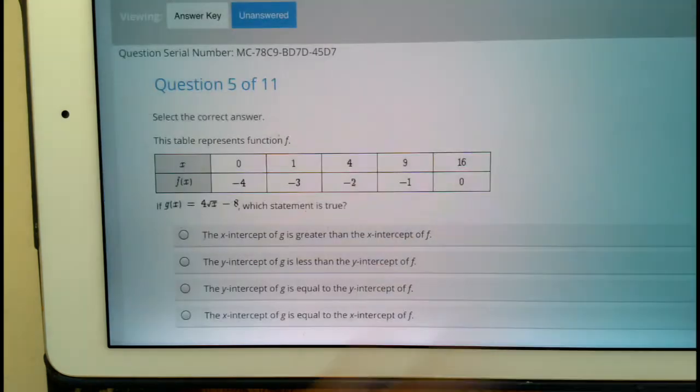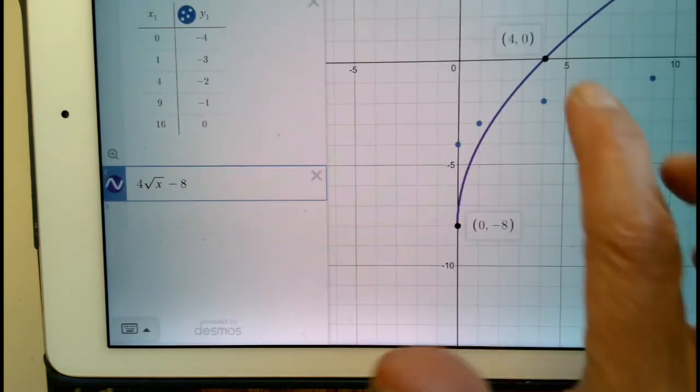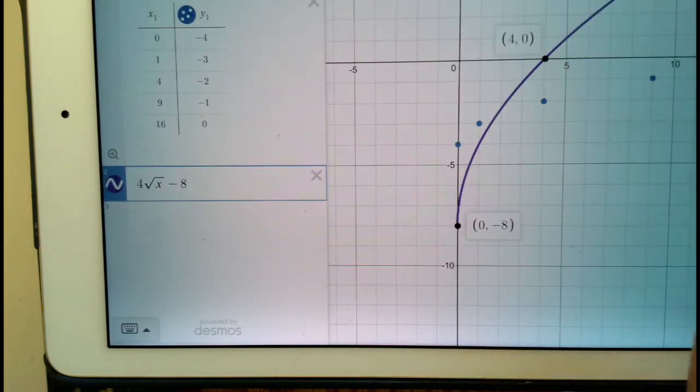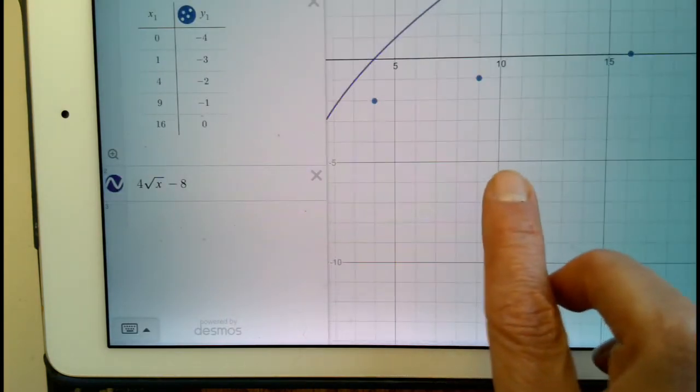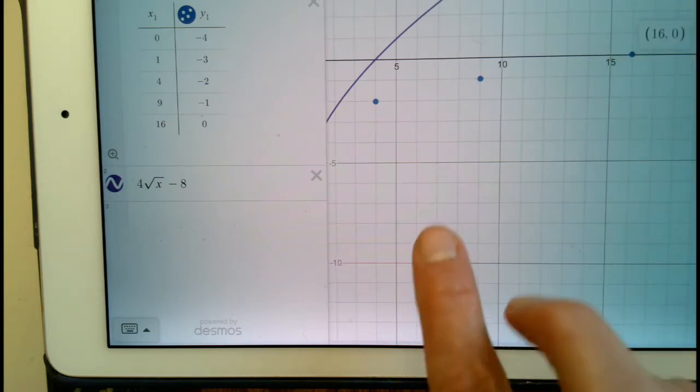So if we go back, we might have to flip back and forth, but it says the x-intercept of g, which is the equation, is greater than the x-intercept of f. Well, the x-intercept of g is still on there, 4, 0, and if you remember, our other x-intercept is 16, 0, so that's not true.